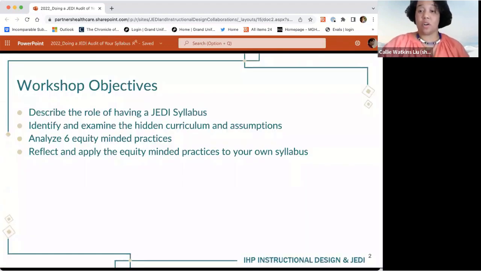Goals for our workshop today: we're going to talk about the role of having a JEDI syllabus. We're going to identify and examine the hidden curriculum and assumptions. We're going to analyze six equity-minded practices, and reflect and apply them to your own syllabus. So we're walking through this framework and then having opportunities to apply it to your own work and come back together.